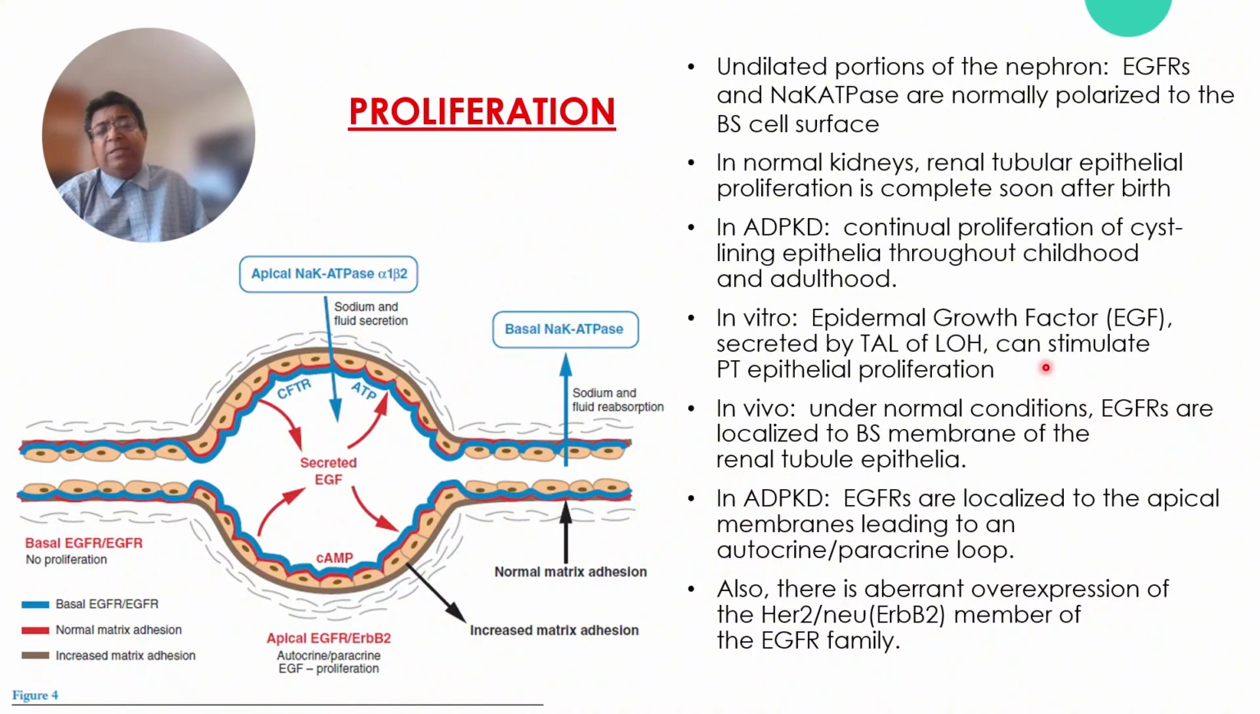Just as an aside, in vitro epidermal growth factor secreted by the thick ascending limb of the loop of Henle can stimulate proximal tubular epithelial proliferation. So that's just more evidence that these growth factors are important. And finally, there is aberrant overexpression of the HER2/neu or ERBB2 member of the growth factor family. Again, this is a fetal protein.